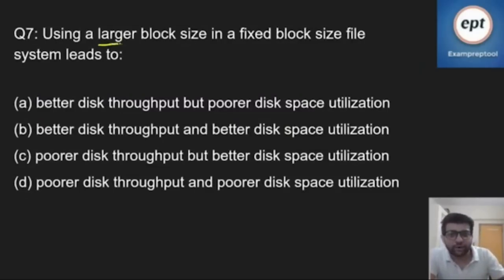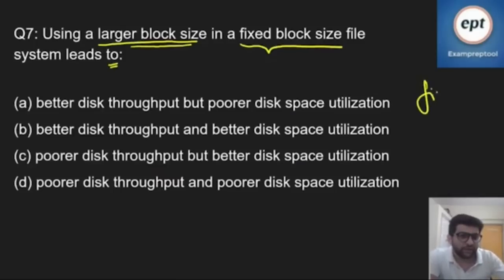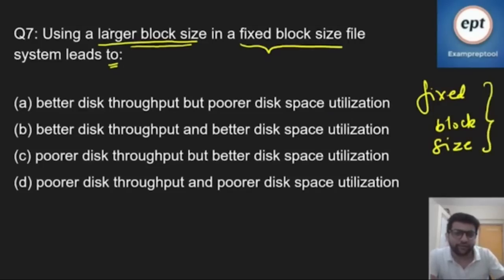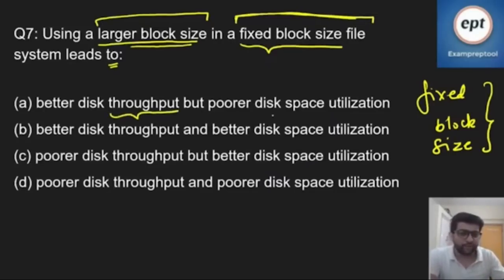Using a larger block size in a fixed block size file system leads to... So we have been given that we are using a fixed block size file system. We have to remember this. So immediately we have to see two keywords: larger block size and fixed block size file system, right? We have been asked what will be the effect on the throughput and what will be the effect on the disk space utilization, right?